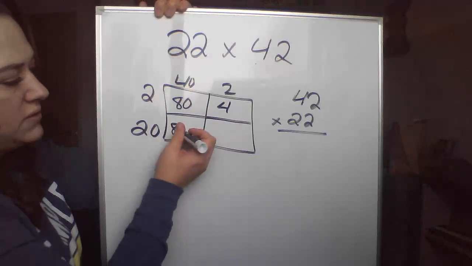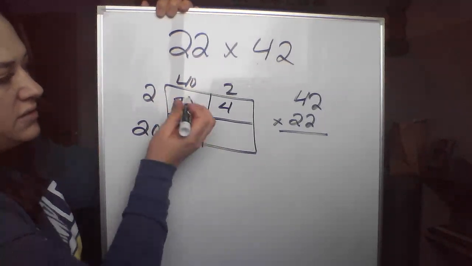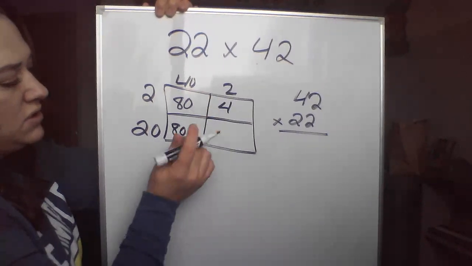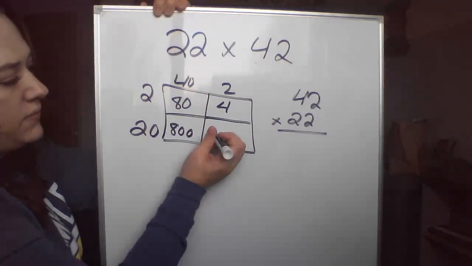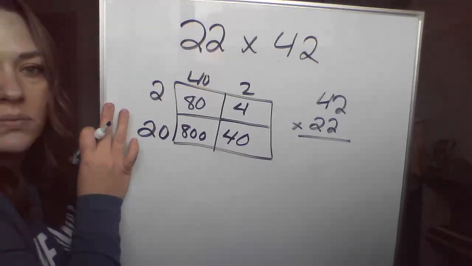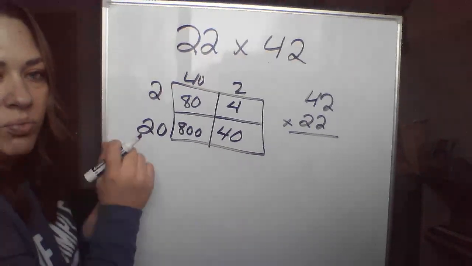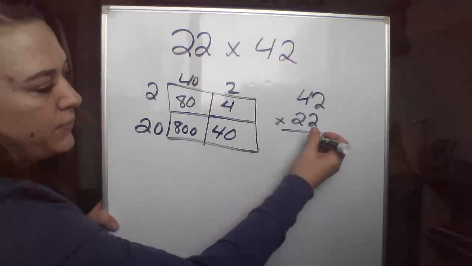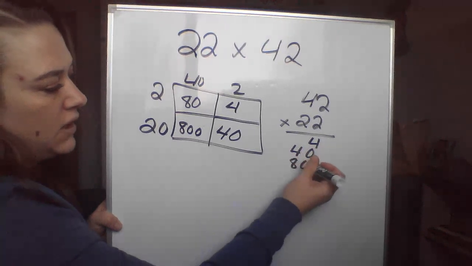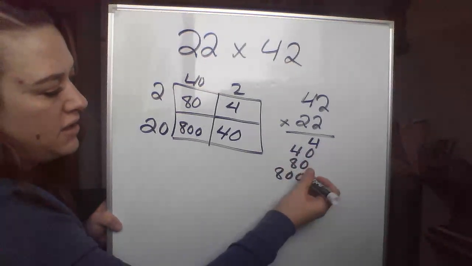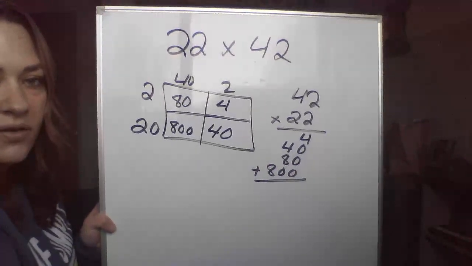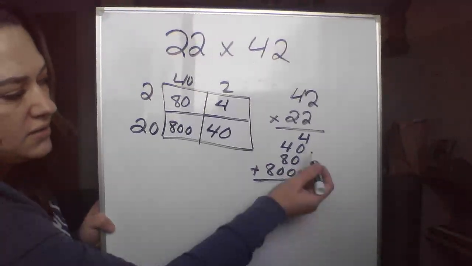1, 2 zeros. So 20 times 40 gives us 800. 20 times 2, 2 times 2 is 4. Add our 0. Okay, there's our partial products. So we're going to take 4, 40, 80, and 800. Let's add those together to get our final product.